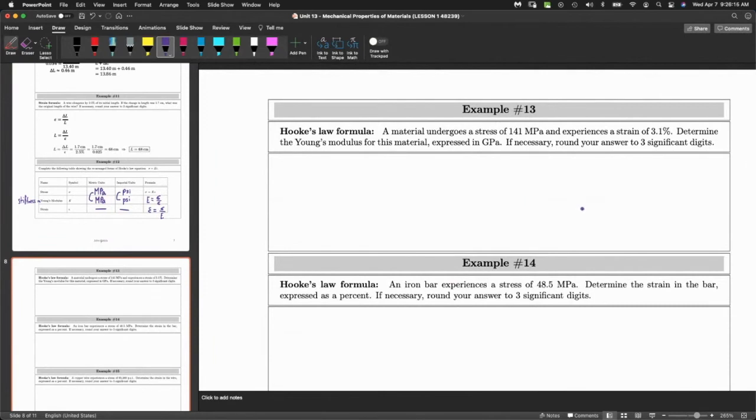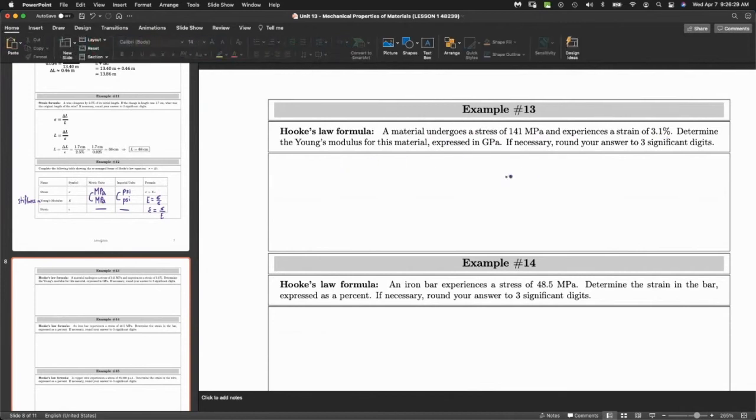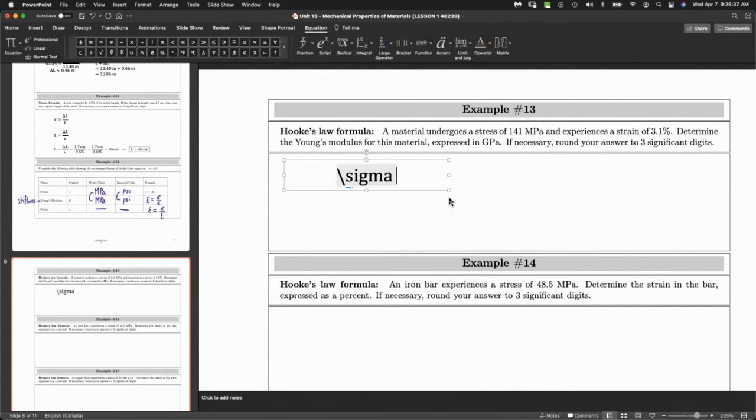So here's the first question. It says a material undergoes a stress of 141 megapascals and experiences a strain of 3.1%. Determine the Young's modulus for the material. Don't worry about the gigapascals right away. Just worry about Young's modulus. Start by writing down the formula. So there's the formula.